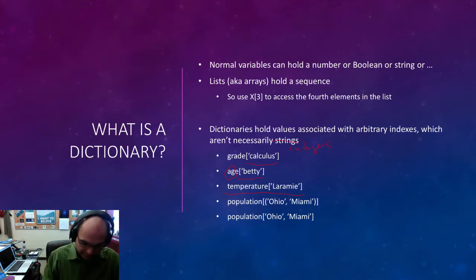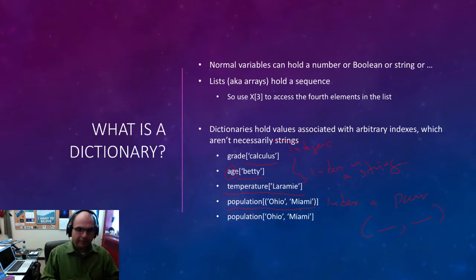Now here's a slightly fancier one. Everything we've done here, the index is a string. Okay, but in here, the index is actually a pair. And a pair looks like parentheses, something, comma, something. Okay, that's what a pair is. And this is a pair that happens to have two strings, Ohio and Miami. Maybe the reason is that you might have thought to say population of Miami, right? But then you realize, oh, there's one in Ohio, there's one in Florida. I need more detail. So let's make it a pair, state, city.